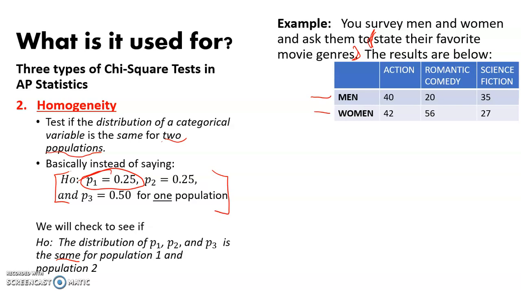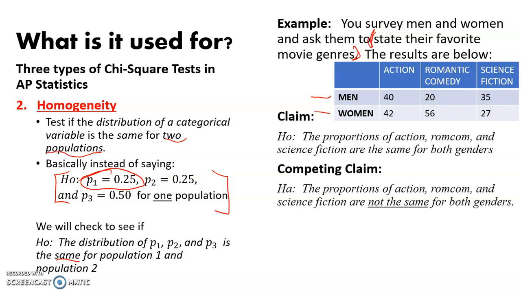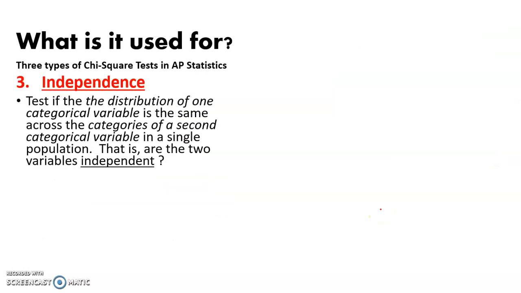And I noticed that the action is pretty close, but it looks like in this example, more women liked romantic comedies and more men liked science fiction. But are they different enough, proportionally speaking, for us to say that they're different? So again, our claim would be the proportions of my categorical variable, action, rom-com, and science fiction, are the same for both genders. And my competing claim is that they're not the same.